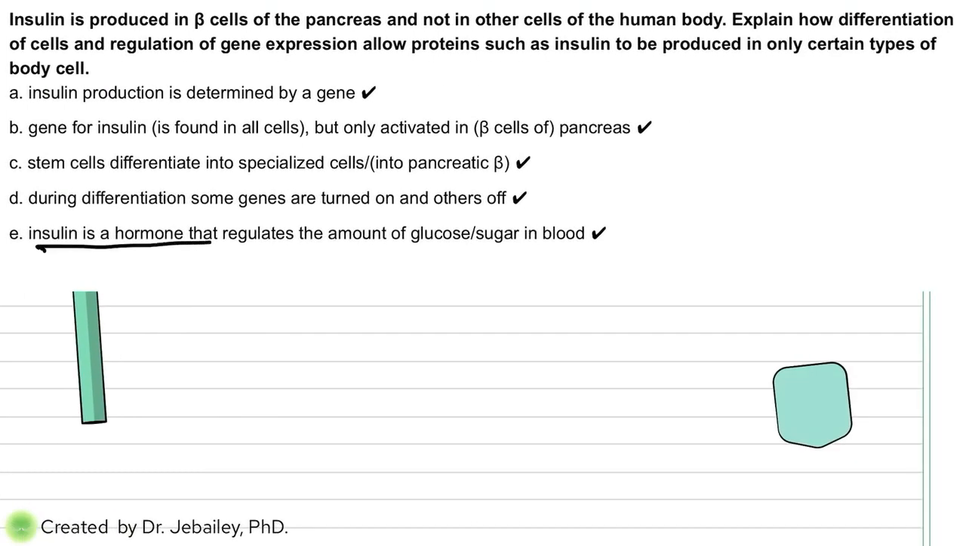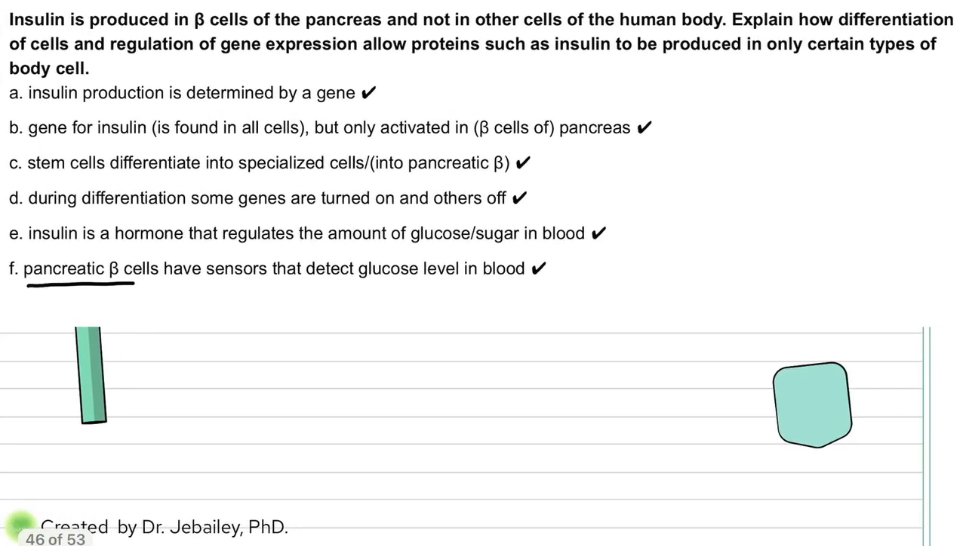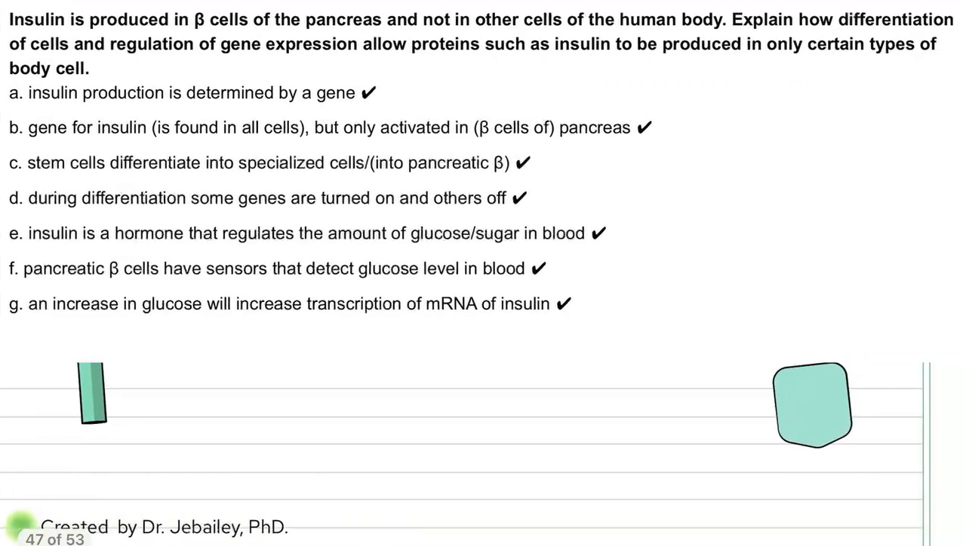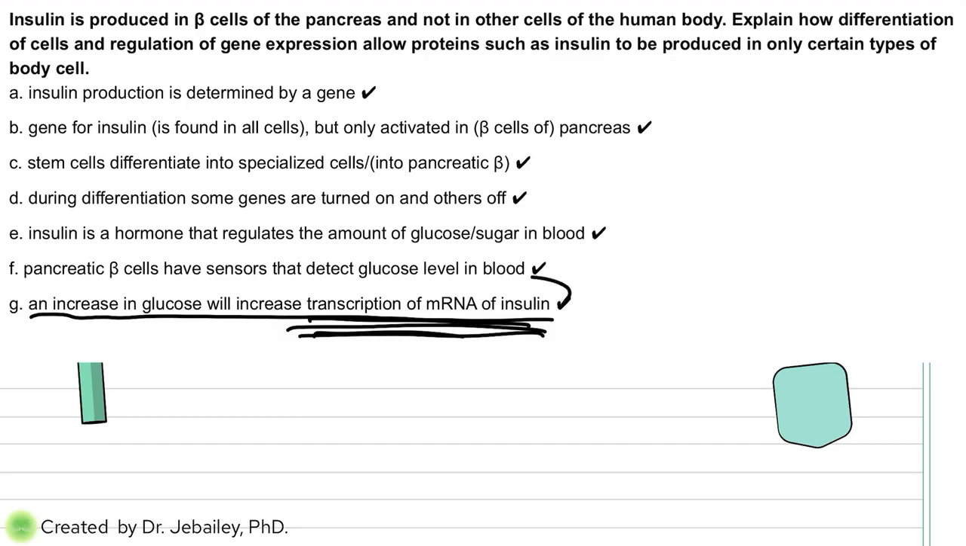And then the insulin hormone regulates the amount of glucose. I have mentioned what insulin does. Then the pancreatic cells have sensors that detect glucose levels. So right there, I was mentioning how you have so much glucose in the blood. When you have so much glucose in the blood, now it's time to do what? It's time for the pancreatic B cells to produce what we know as insulin. Then increased glucose will increase transcription. Why? Because again, if you want to make insulin, you have to make the mRNA. That means you have to go to the DNA, which has the gene, and build up the message in order to produce insulin.